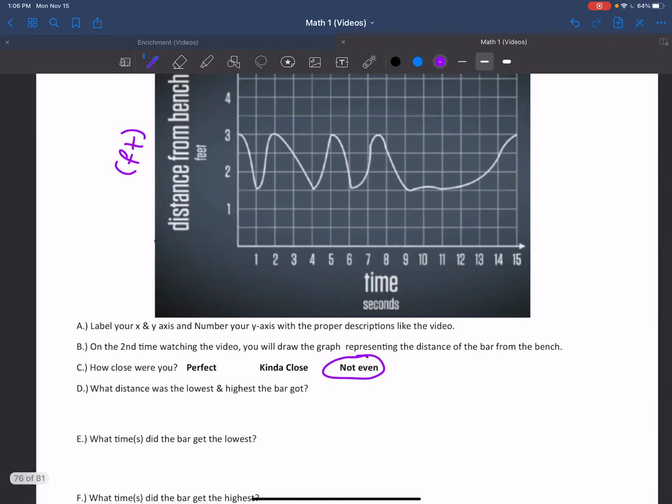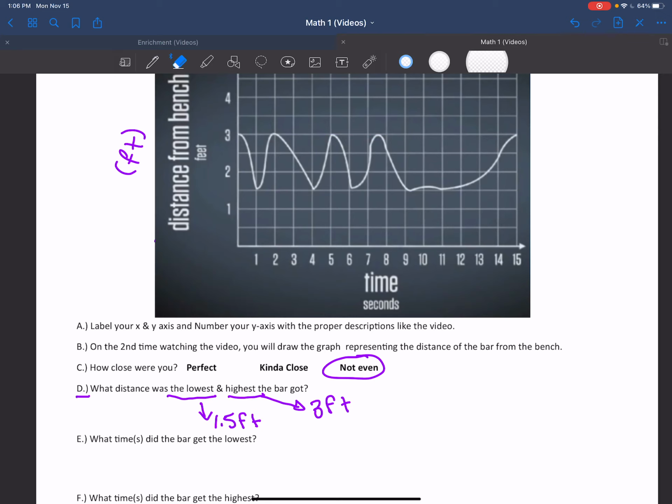So the first thing that we're asked in letter D is what distance was the lowest and what was the highest? Well, the lowest distance is right here, and that value is 1.5. That is the lowest, 1.5 feet. The highest distance, well, the highest is when he gets the barbell up. And this occurs at 3 feet, okay?